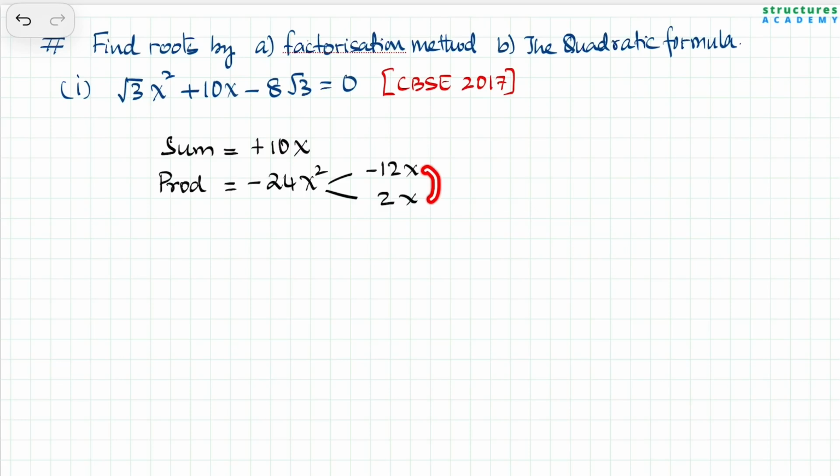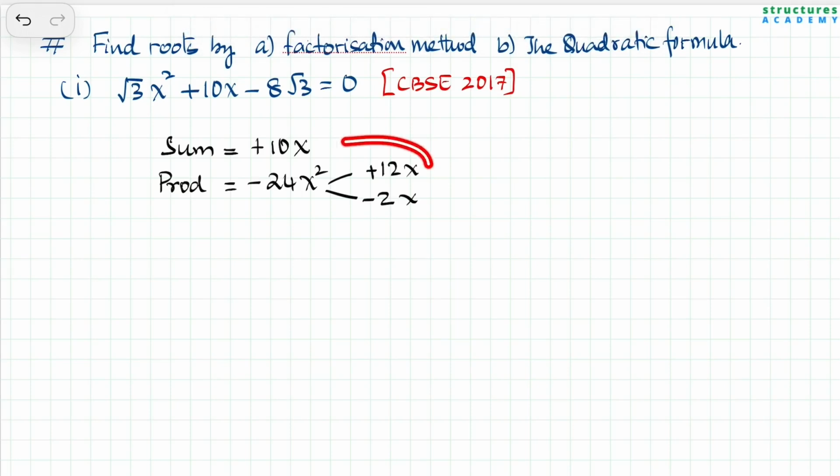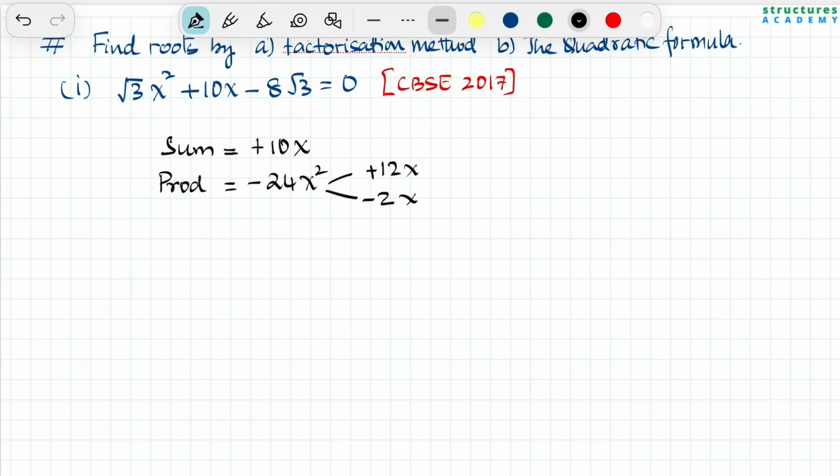And when I add minus 12x plus 2x, I should actually make this as positive and this as negative, because in this case I will get a plus 10x because the larger number has a positive sign. Okay, with this in mind, let me write the equation as root 3x square plus 12x minus 2x minus 8 root 3 is equal to 0.